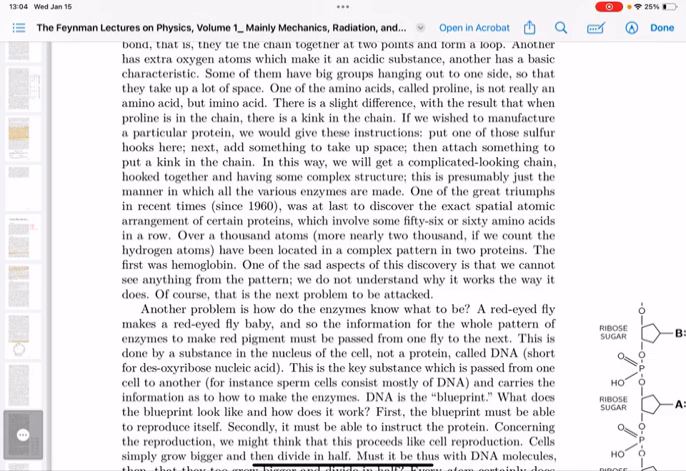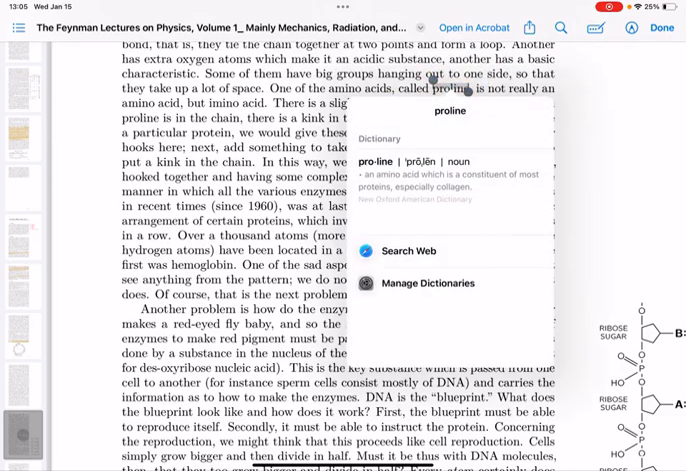One of the amino acids is called proline. What's a proline? Proline, an amino acid which is a constituent of most proteins, especially collagen.